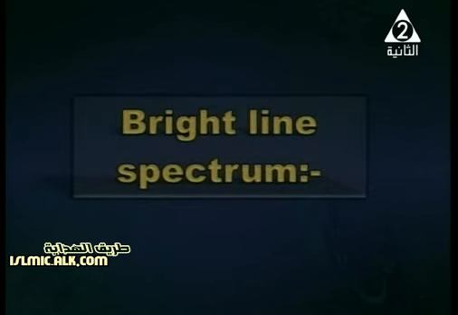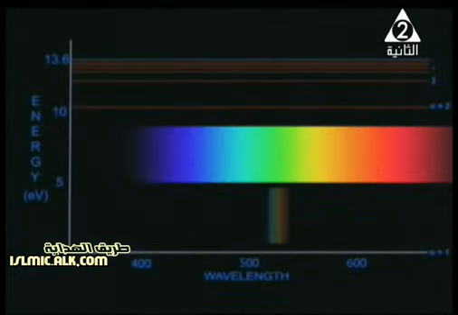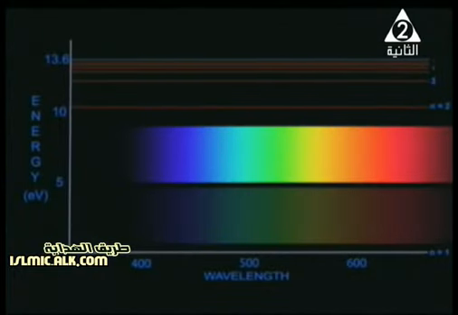And now talking about the second type of the emission spectrum, which is bright line spectrum. And this is a very important spectrum. It is the fingerprint of elements. It is the definition of bright line spectrum: it is the spectrum which consists of a number of colored, narrow, bright lines with wavelengths characteristic of the element which emits light against a dark background.